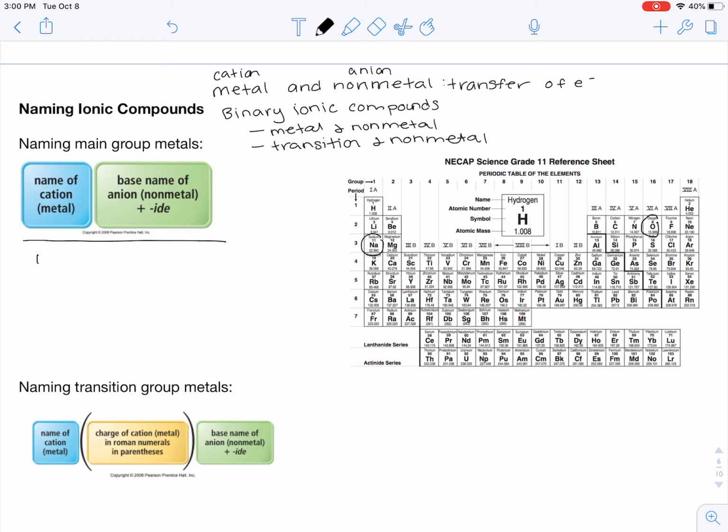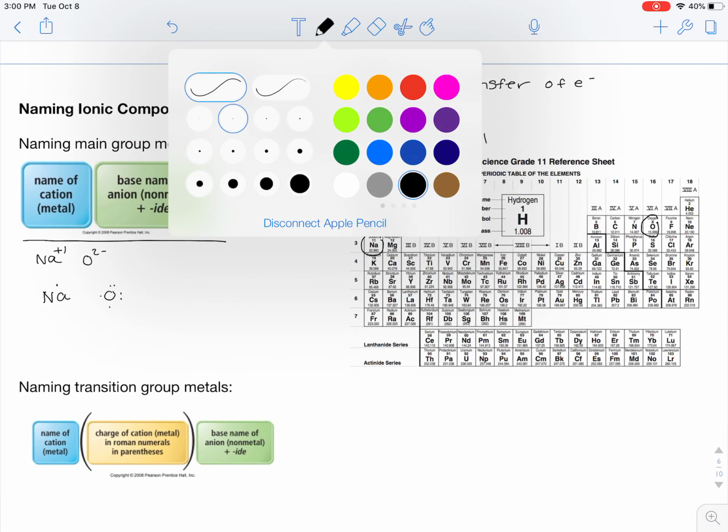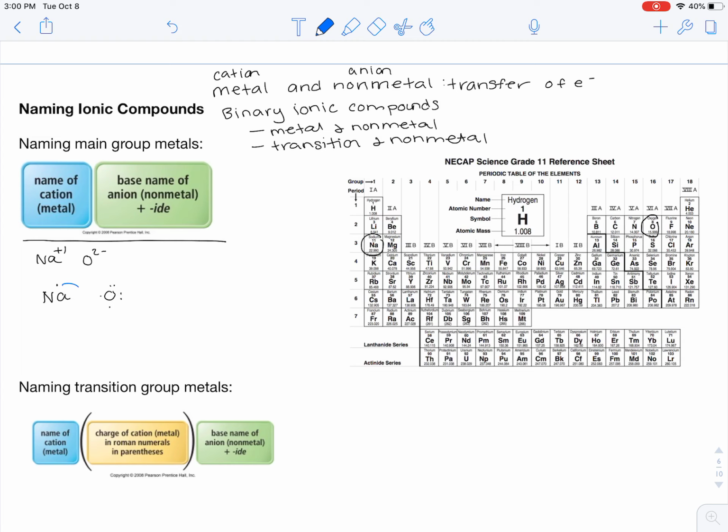Okay, so sodium is in group 1. That's a +1 charge. Oxygen is in group 6. That's a -2 charge. So to make this compound, I would need to make sure the charges cancel each other out. I know that sodium has 1 valence electron. Oxygen has 6. So, if I change my color here, I know that this electron is going to transfer to this oxygen, which will then give me a sodium ion.